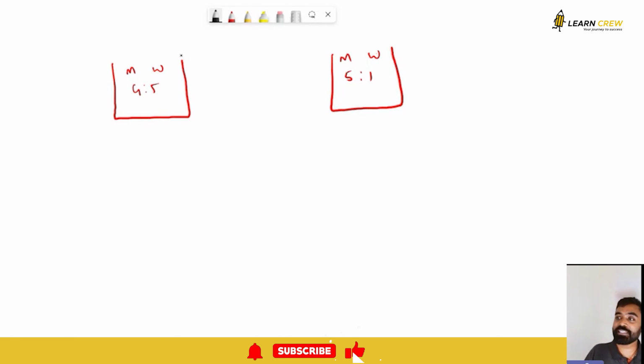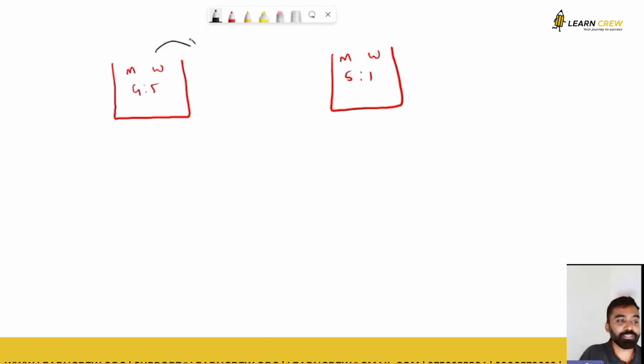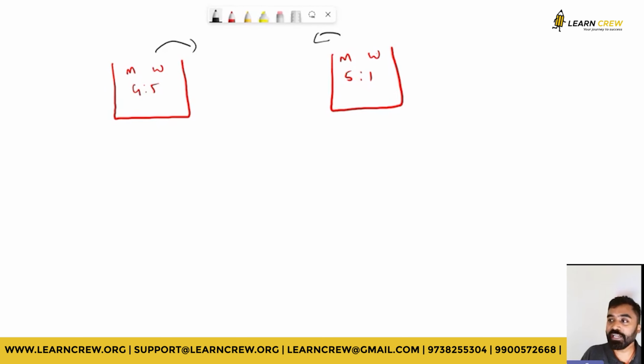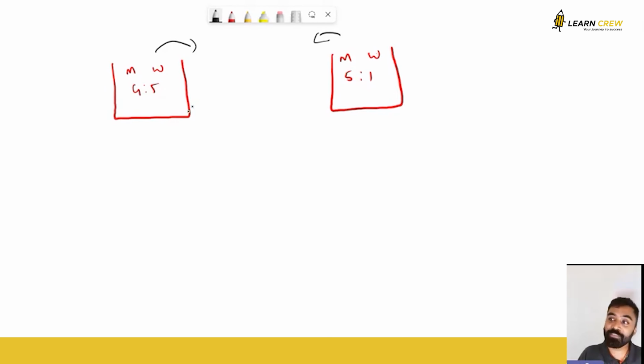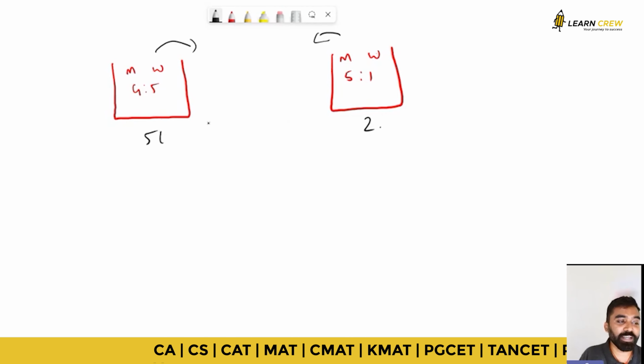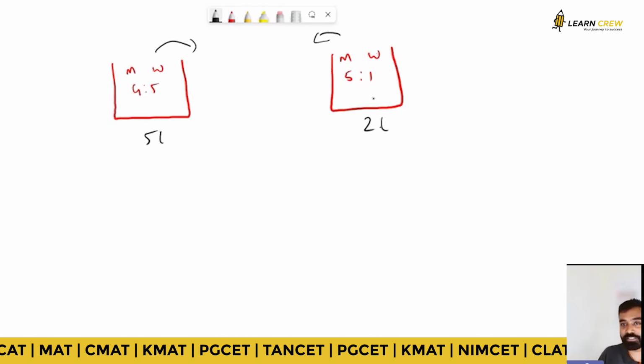Again, initially you were mixing everything together, everything from this was being mixed. Now they're telling you they are mixing in a ratio. This is going to be 5, this is going to be 2. For example, you can keep this as 5 liters and this as 2 liters. 2 liters they are going to mix.